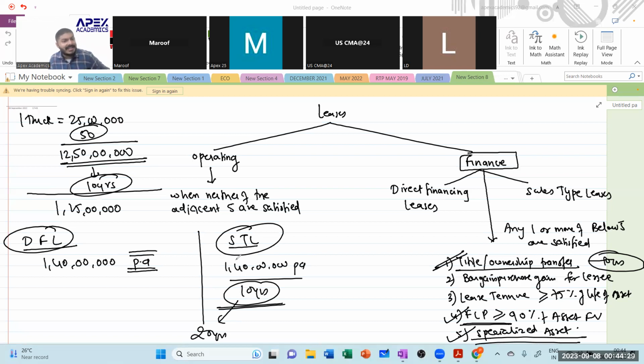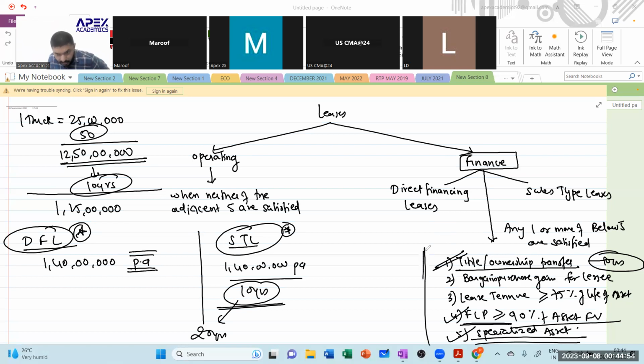A lease where essentially the title is transferred, and a direct financing lease is a lease where the future lease payment is greater than or equal to 90% of the asset fair value. These are direct financing leases and sale type leases, both of which are part of a finance lease. This concept has been clarified. I do not expect you to have questions on these aspects, but these are words that are used that are creating a doubt in one of our colleagues' mind. That doubt has been clarified.